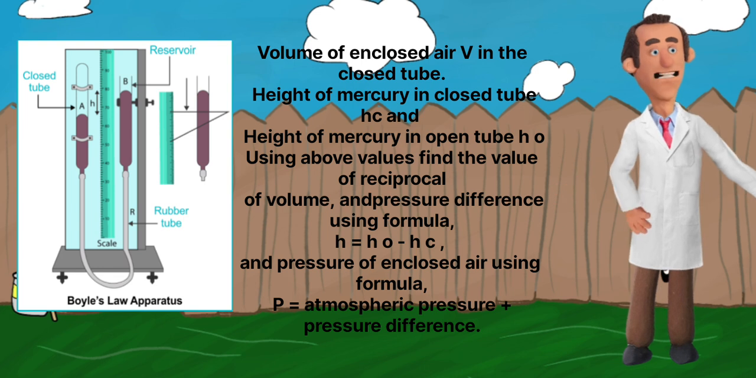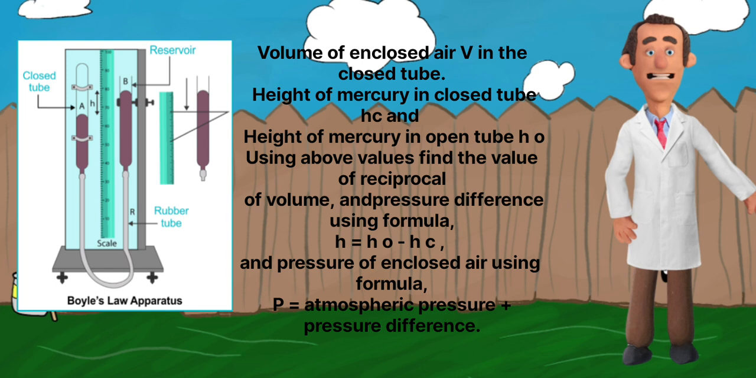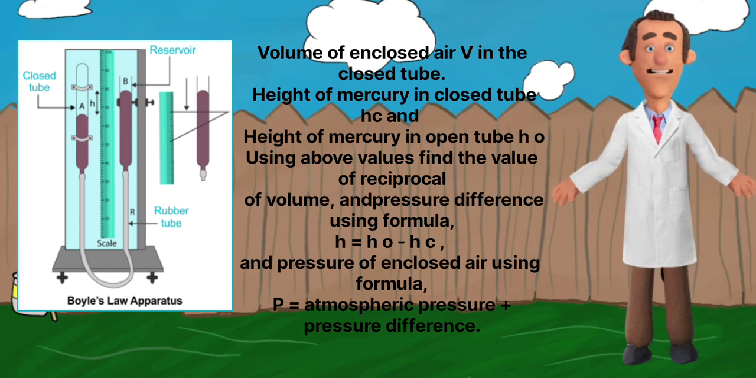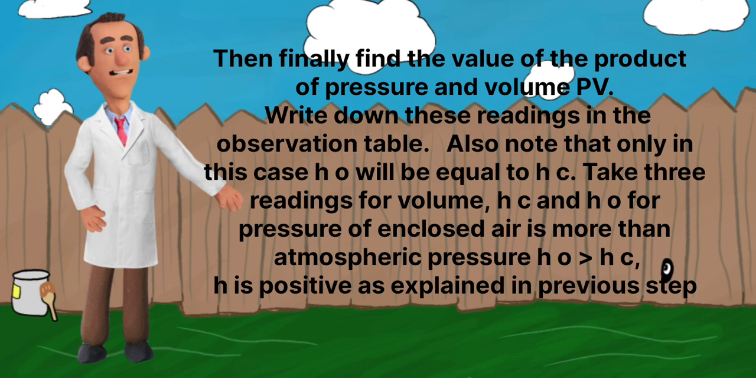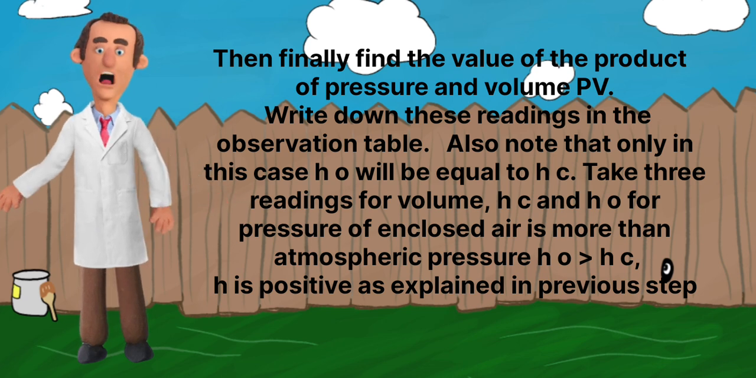Using above values, find the value of reciprocal of volume and pressure difference using formula H equals HO minus HC, and pressure of enclosed air using formula P equals atmospheric pressure plus pressure difference. Then finally find the value of the product of pressure and volume PV. Write down these readings in the observation table.